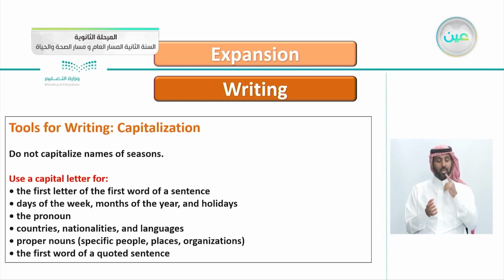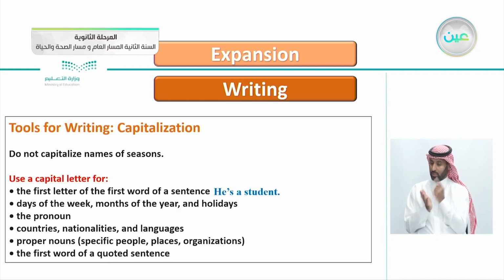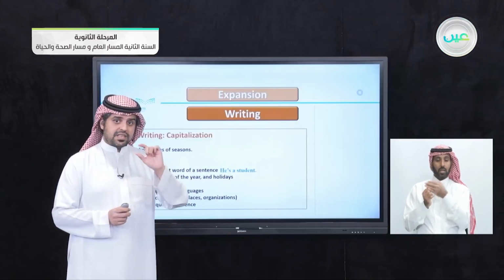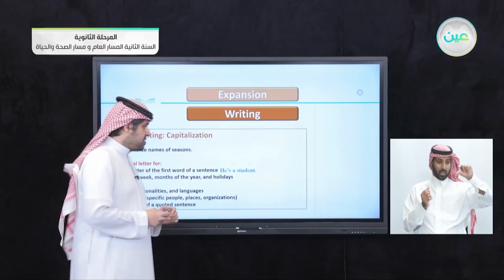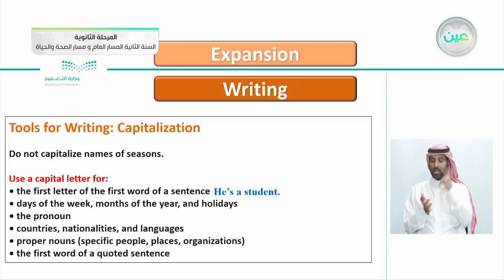The pronoun, countries, nationalities, and languages. Proper nouns, specific people, places, organizations. The first word of a quoted sentence. So again, we use capital letters for the first letter of the first word of a sentence. When you say, "He's a student," this is the first letter of the sentence. "He's a student."